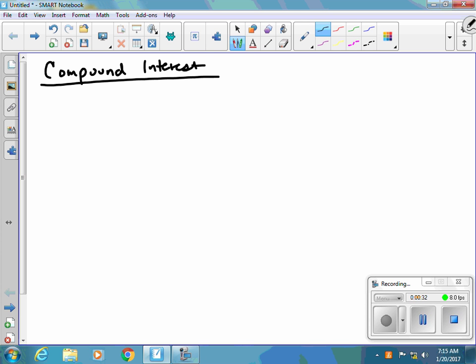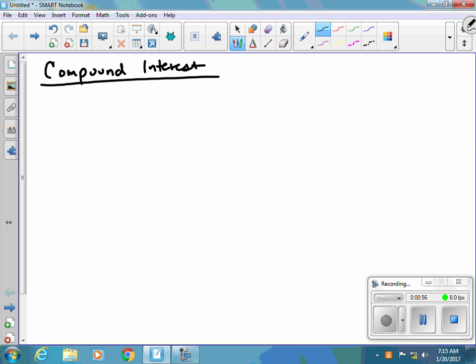Your interest could be compounded annually, semi-annually, quarterly, monthly, or it could be compounded continuously. There are all different types of ways to compound interest, and it just kind of depends on what the problem at hand is telling you.